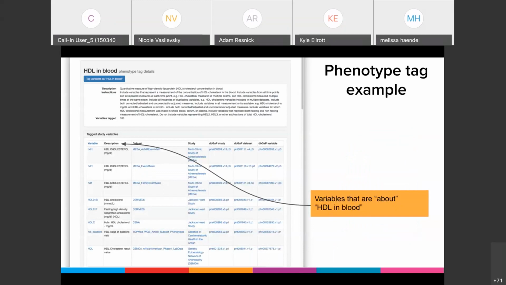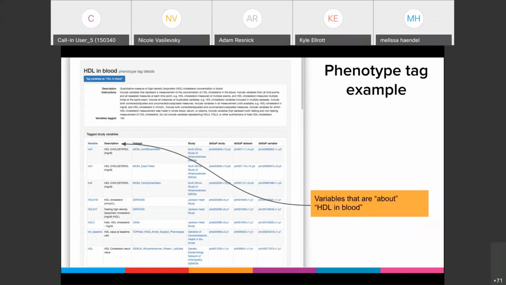So this is really an example about tagging things. There's also a lighter weight way to think about the many clinical data elements or columns that come in terms of the clinical data. So here, for example, we have many different variables that can all be tagged with a variable where it's really about HDL in blood.